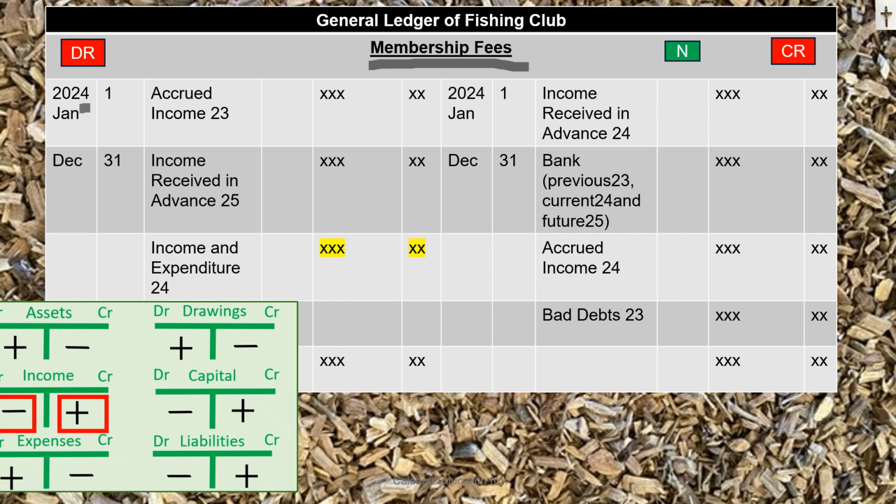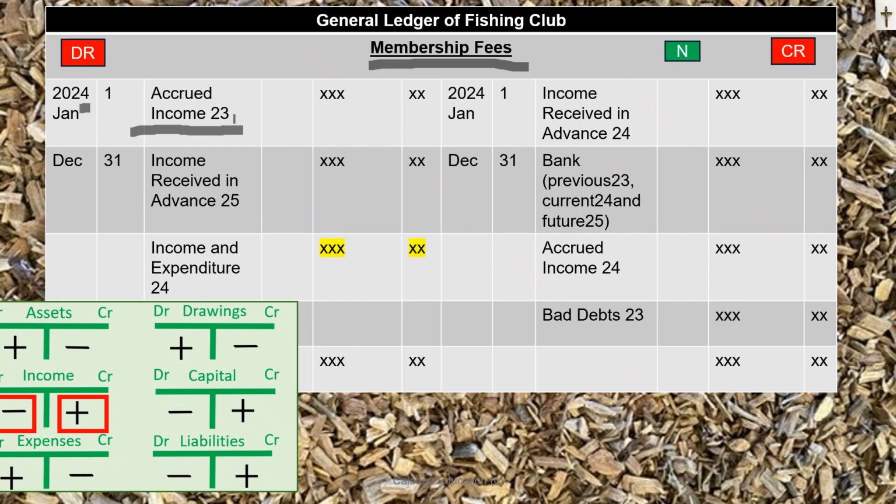In this membership fees account, on the first day of the current year, you will reverse the accrued income adjustment. That 23 stands for 2023. Remember, we're in 2024. So the first thing you do is you reverse the accrued income from 2023, the end of 2023. Now, accrued income means owing income.